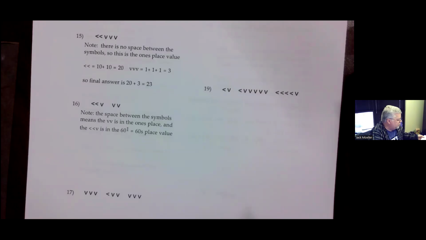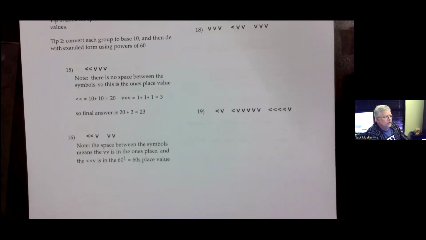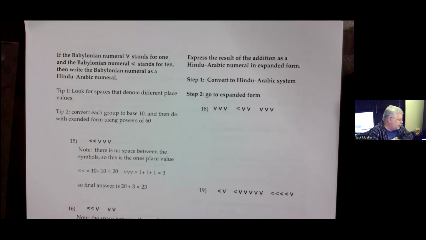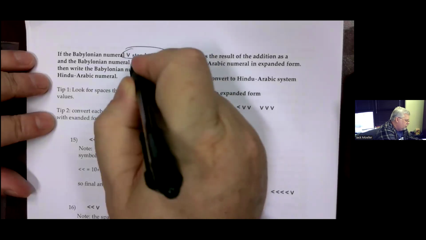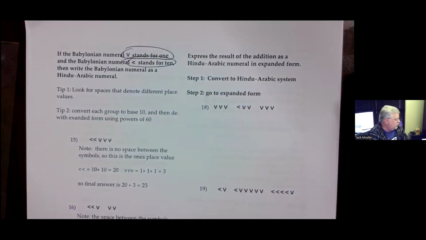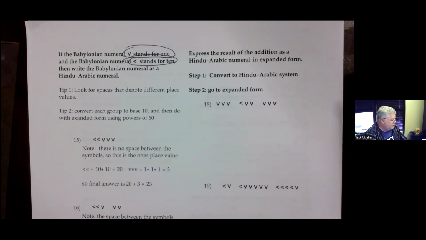4.2. All right, so what are we going to do with this? Basically, we're going to give you some experience in reading a new number system. All right, so here's what some homework is going to look like. So again, V stands for 1, less than stands for 10. We're going to write Babylonian numbers in Hindu-Arabic, in our number system.